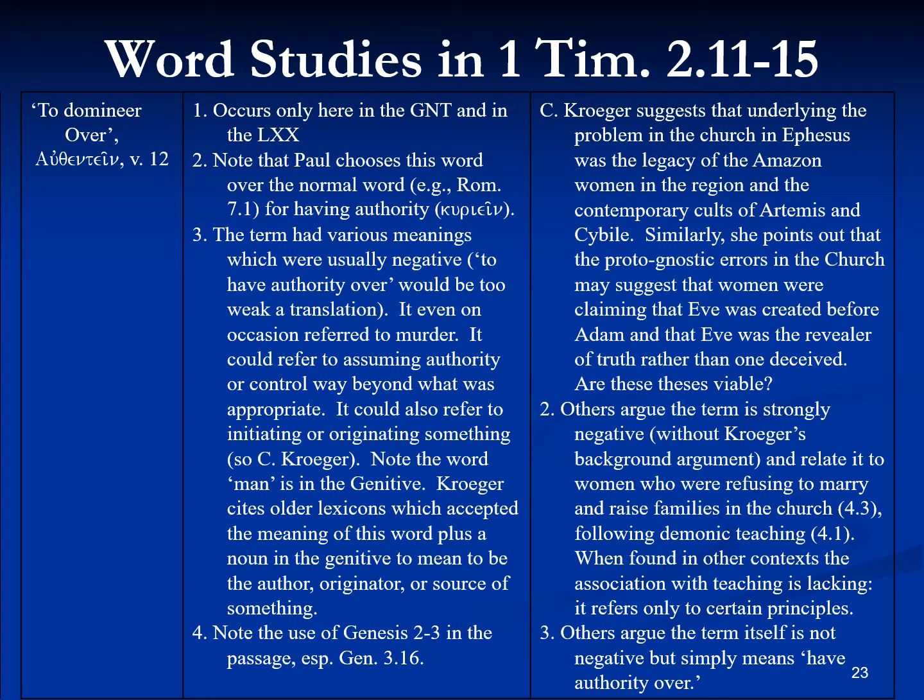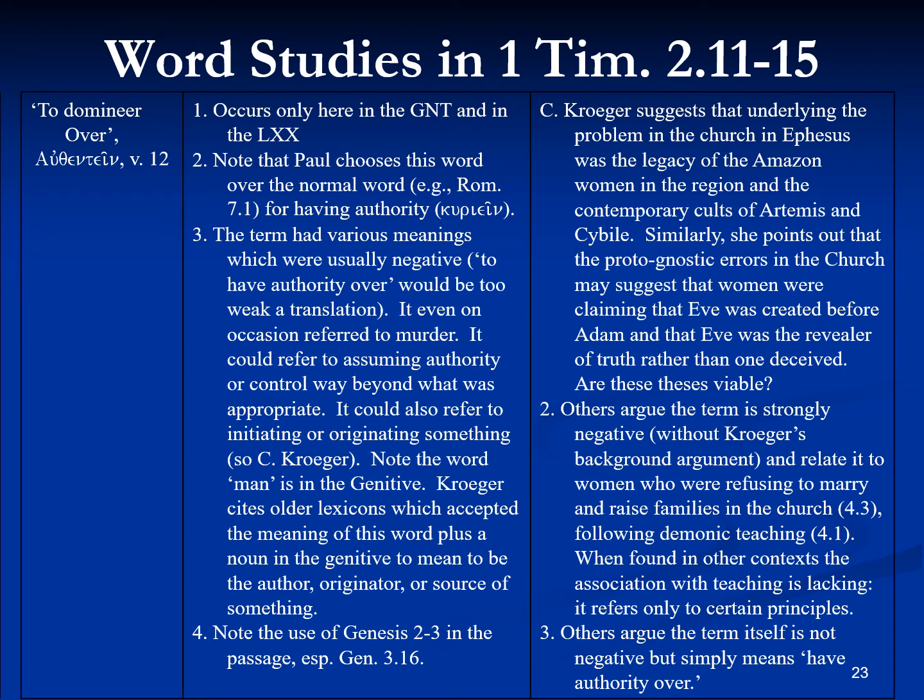Note the use of the word, note the use in Genesis 2 through 3. In our passage, Genesis 2 to 3 does not have the word authentane in it, but it does in chapter 3, verse 16, talking about the relationship in the fall between the woman and the man. And this could be a further interpretation of what's going on in Genesis 3 with the use of the word authentane. It has a negative connotation in itself.